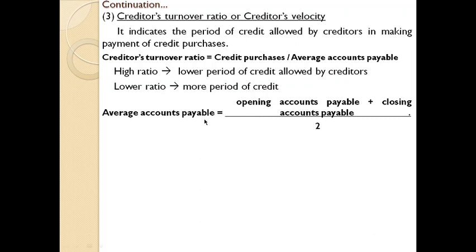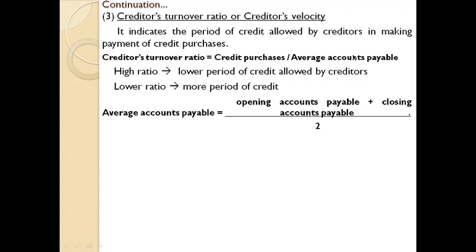Similarly, while computing creditors turnover ratio, if there is no information regarding credit purchases, you can use the purchases or details regarding purchases given in the question as credit purchases, on the assumption that during the year the whole purchases were on credit.